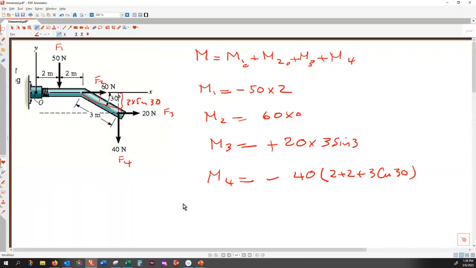Negative, right? So eventually you add all these together, minus, plus, plus, minus, and the total would be like so.